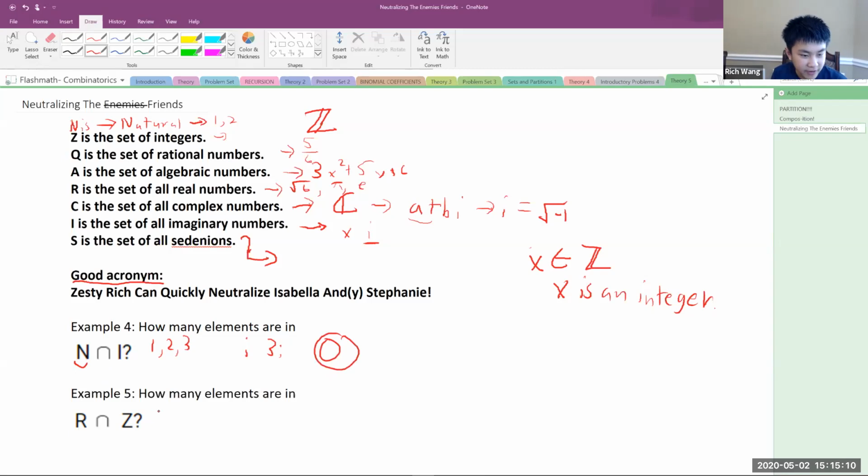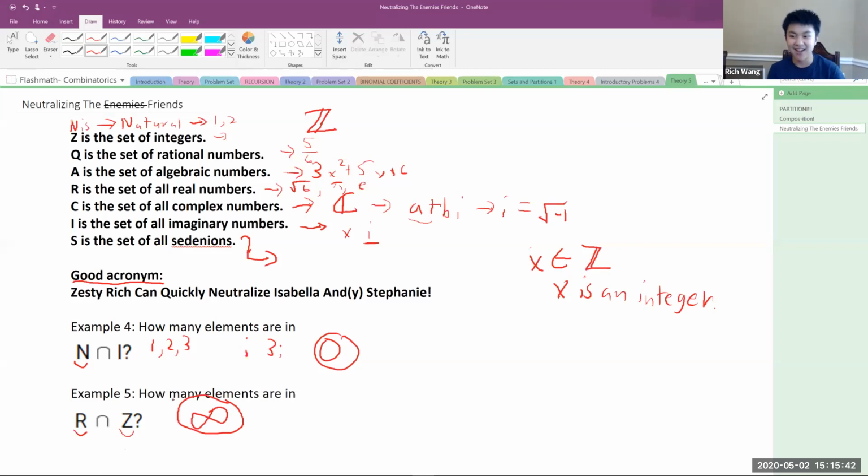Now, example 5. How many elements are in the intersection of R, the set of all real numbers, and Z, the set of all integers? So again, I'll give you guys some time to try out this quick example. And yes, that's correct. The answer is actually infinity, because as we can see, any integer is a real number. So as a result, there are an infinite number of elements in the intersection of Z and R.